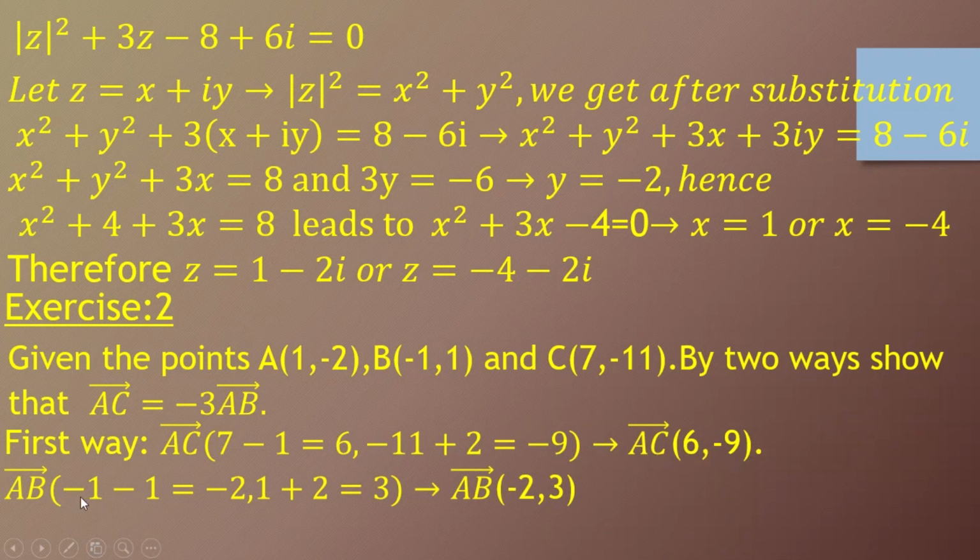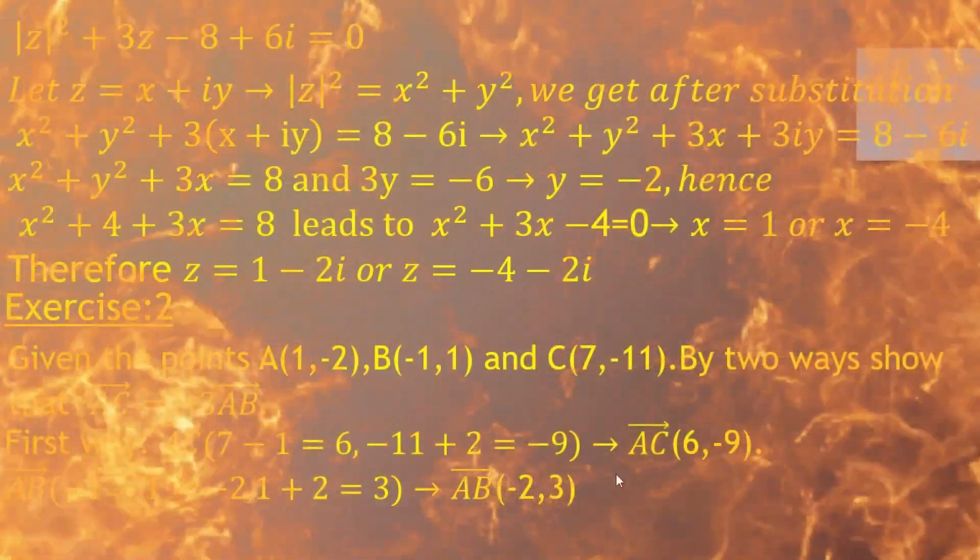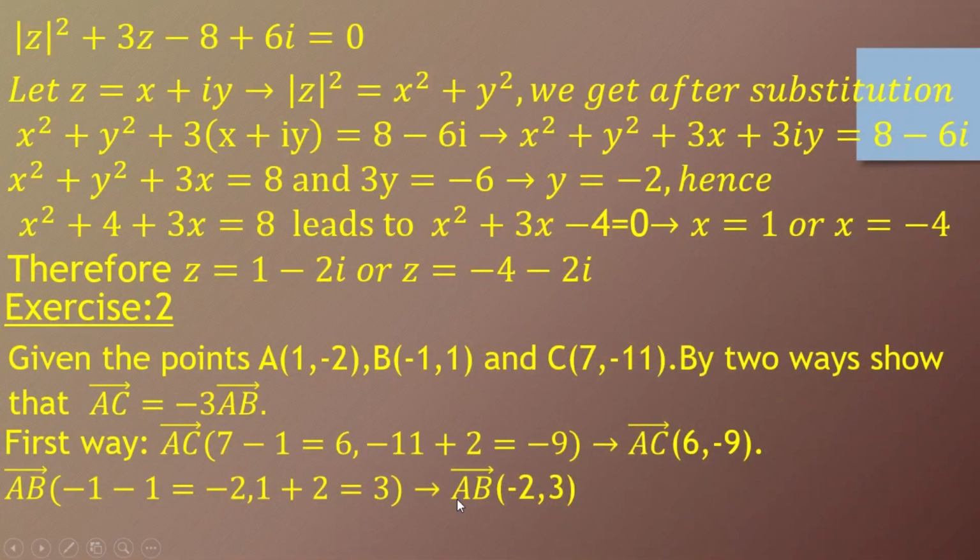AB has coordinates xb minus xa and yb minus ya. We get AB equals minus 2, 3. Now, if we multiply vector AB by minus 3, we have to multiply the coordinates of vector AB by minus 3. We get 6, minus 9, which is AC. Then vector AC equals minus 3 AB.